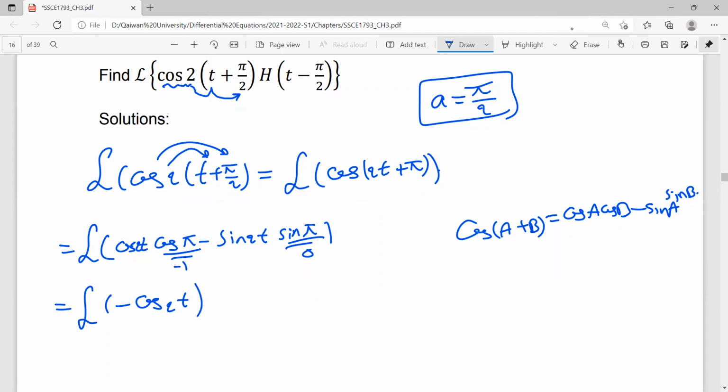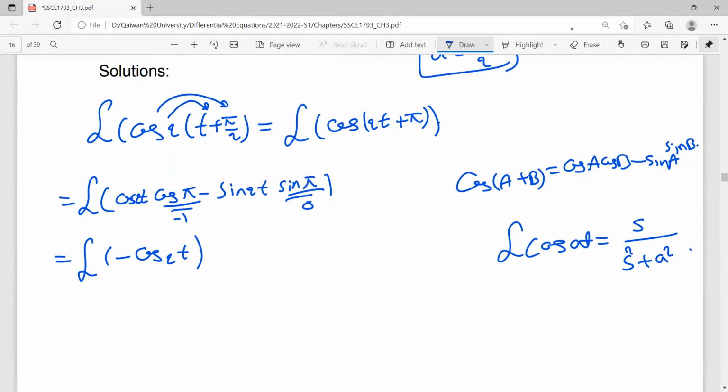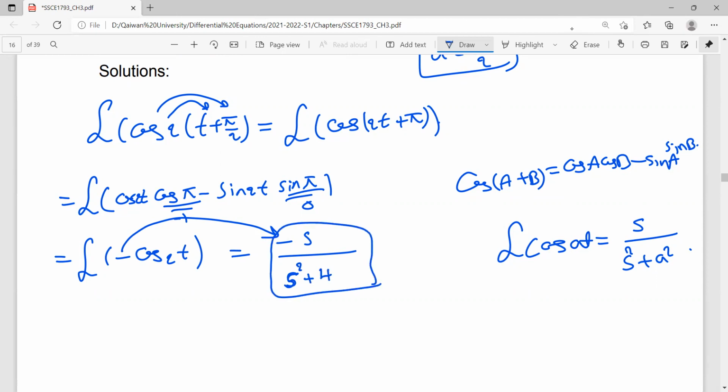Okay. Now we find the Laplace transform of minus cosine 2t. For cosine, we say the Laplace of cosine at equals s divided by s squared plus a squared. And here a is 2, but you have a negative sign also. It is minus s, this is that negative sign, dividing by s squared plus 2 squared, which is 4. This is the Laplace transform of the function f of t.